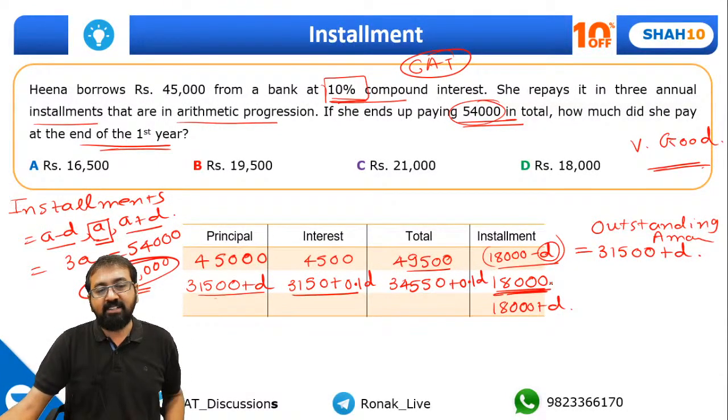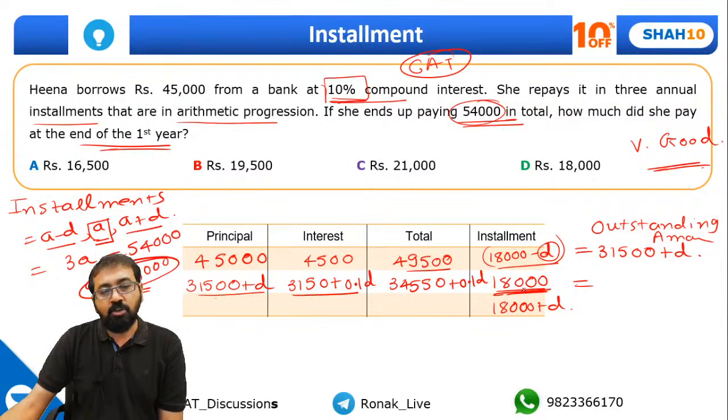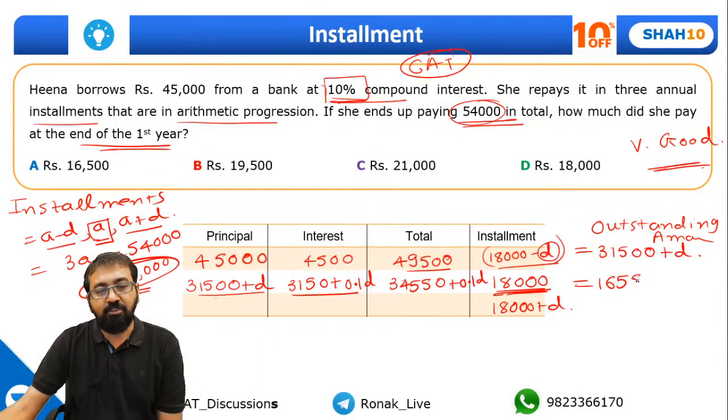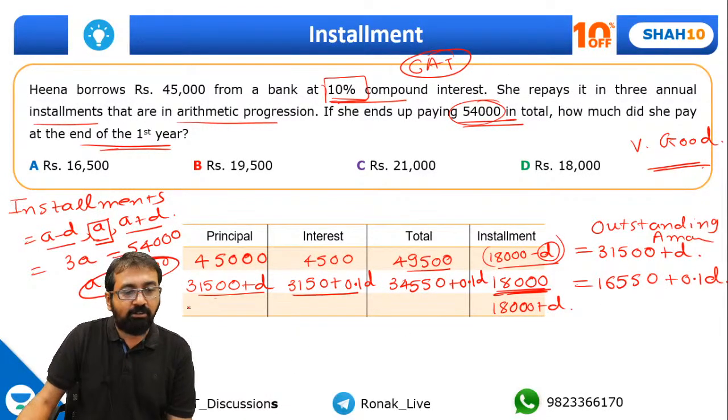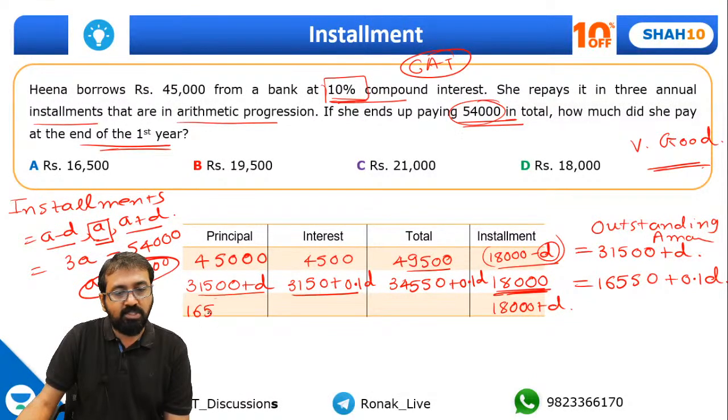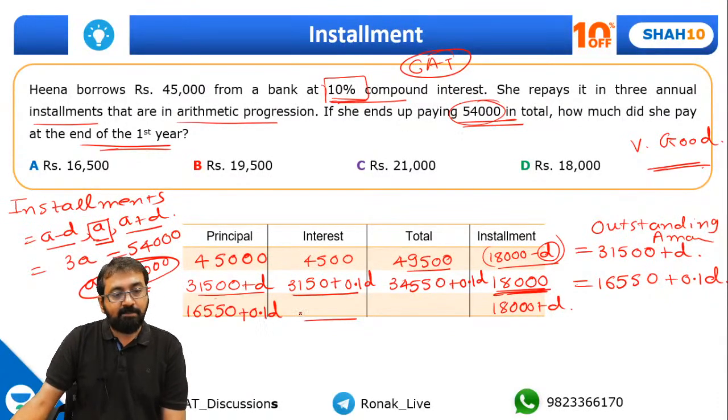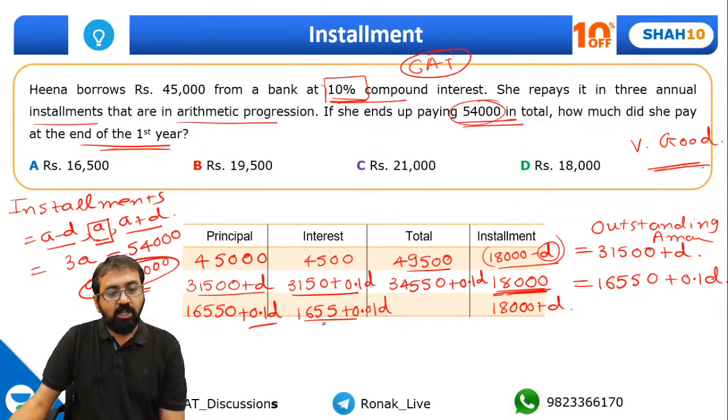उसमें से subtract this installment. So what will be the outstanding now? 34,000 में से 18,000 जाएगा तो कितना आएगा? 16,000 आएगा ना? तो 16,550 plus 0.1 D. This is the outstanding. So calculate interest on that 16,550 plus 0.1 D. And उस पे interest कितना आएगा? 10% के हिसाब से. So it will be 1655 plus 0.1 का 10% क्या होता है? 0.01 D.